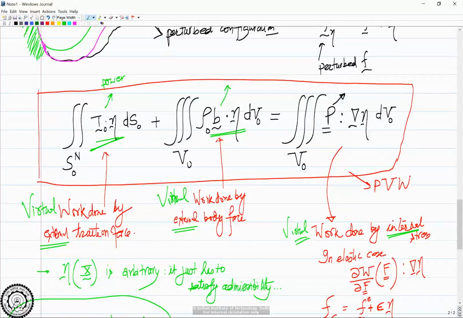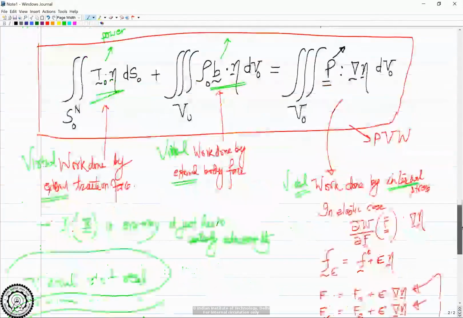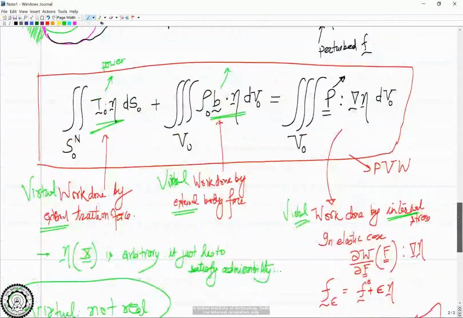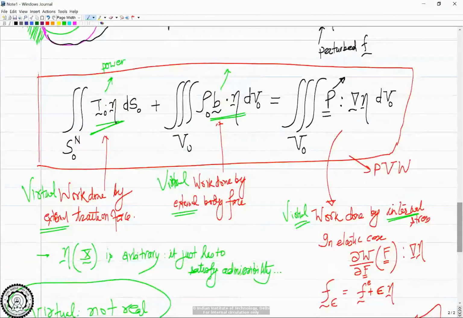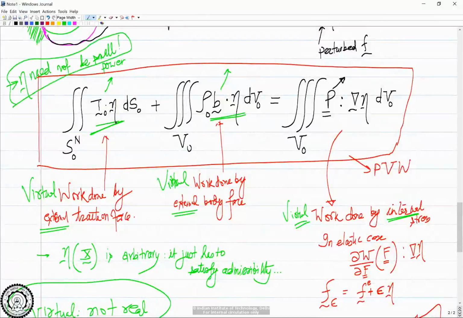OK, now you are not confused about what the principle of virtual work means? Sir yes, so eta is a small displacement or it can be anything? It can be arbitrary, it can be large also. Okay, so I'll write that here. Eta need not be small. It just has to satisfy the admissibility criteria. Okay, any more questions? I think I should stop here because it is already 4.